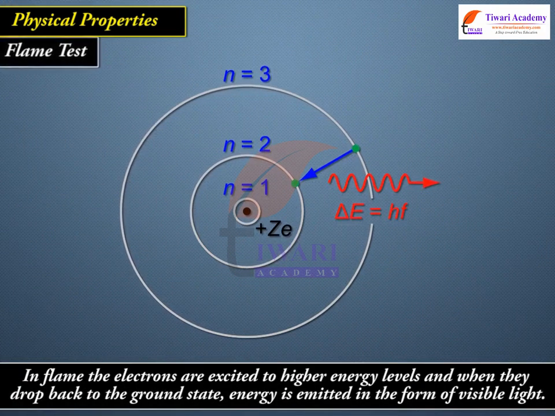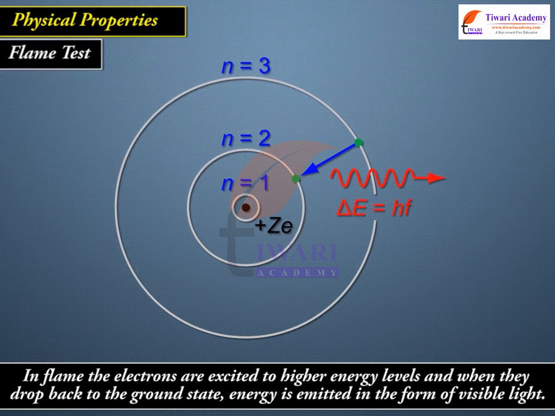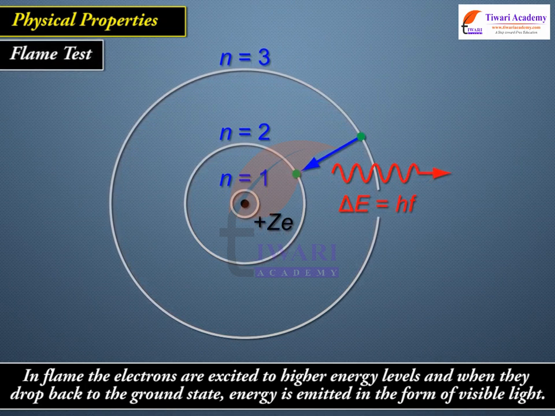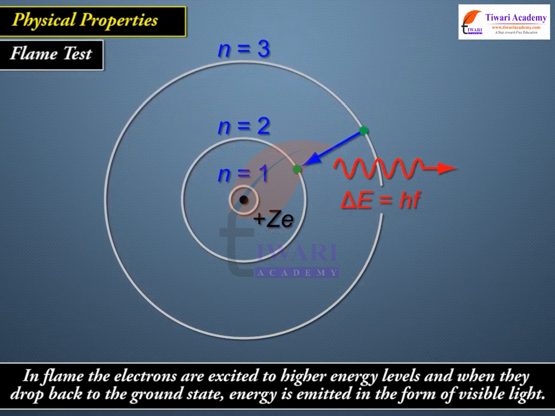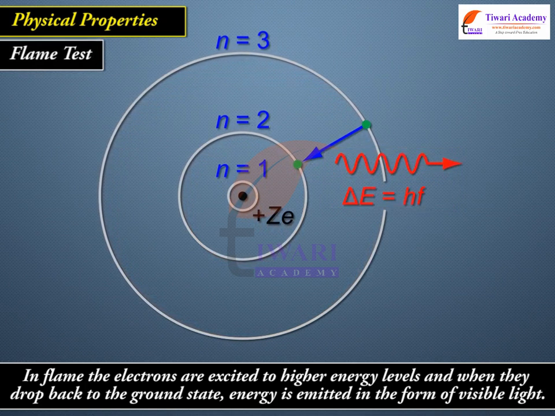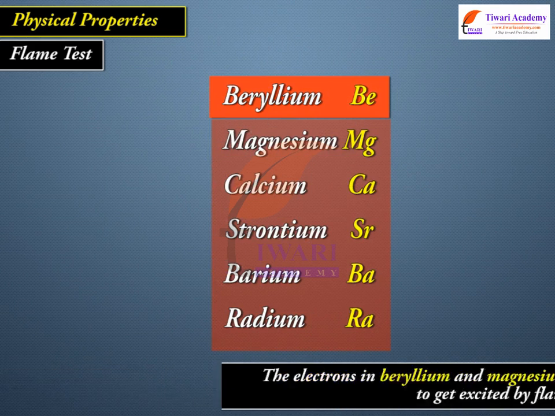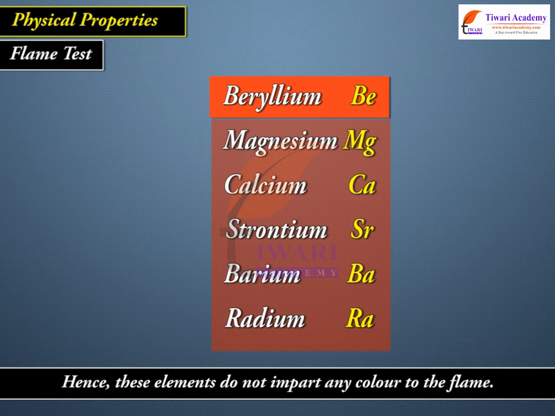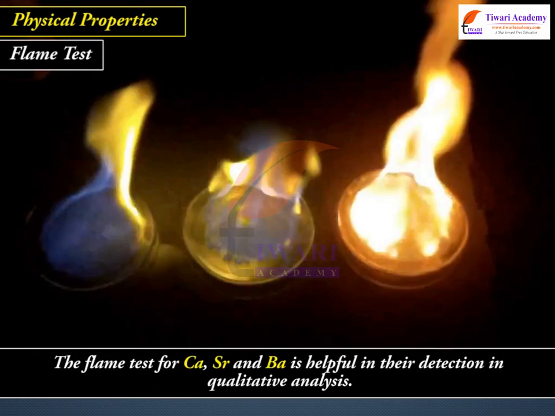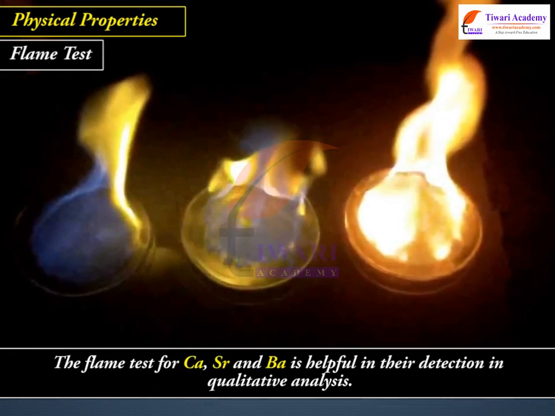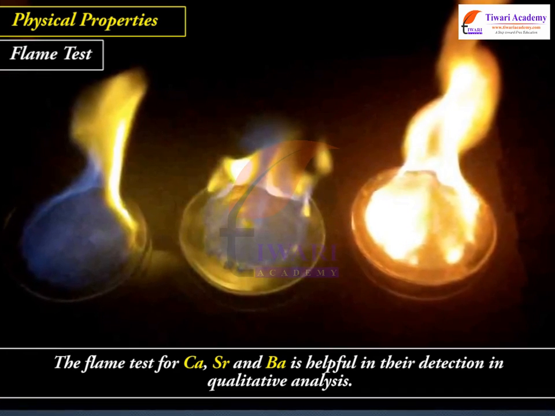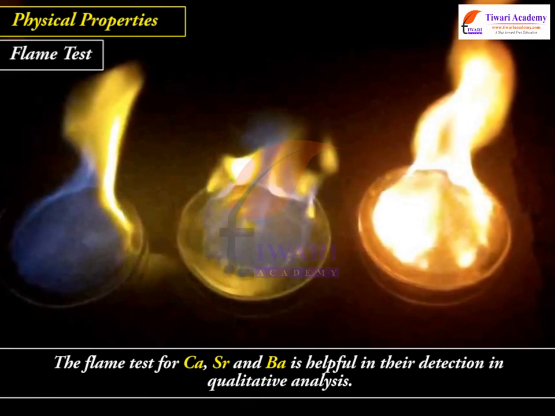In flame, the electrons are excited to higher energy levels, and when they drop back to the ground state, energy is emitted in the form of visible light. The electrons in beryllium and magnesium are too strongly bound to get excited by flame. Hence, these elements do not impart any color to the flame. The flame test for Ca, Sr and Ba is helpful in their detection in qualitative analysis.